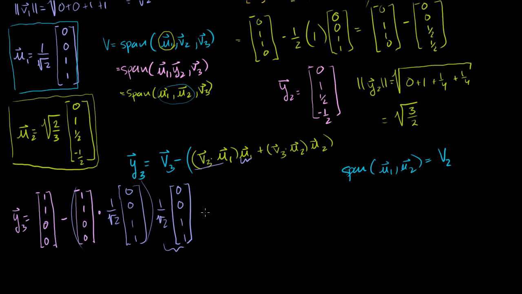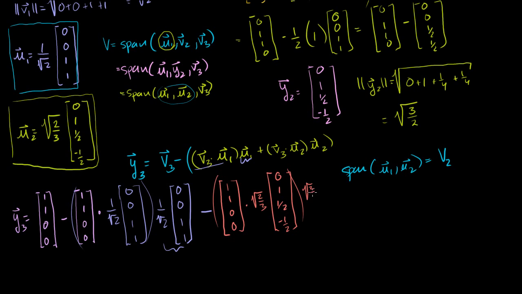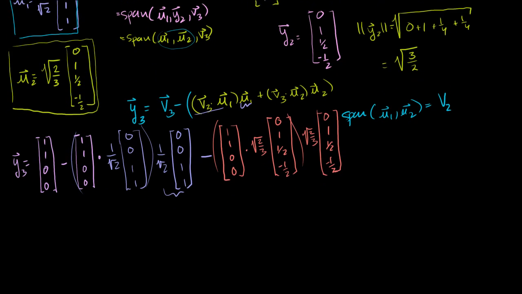And then we can distribute this minus sign. So you have a plus, but then there's this minus over here. So it's going to put a minus v3. Let me switch colors. Minus v3, which is 1, 1, 0, 0, dotted with u2, the square root of 2/3 times 0, 1, 1/2, minus 1/2, times the vector u2, times the square root of 2 over 3 times the vector 0, 1, 1/2, minus 1/2. And what do we get? Let's calculate this.